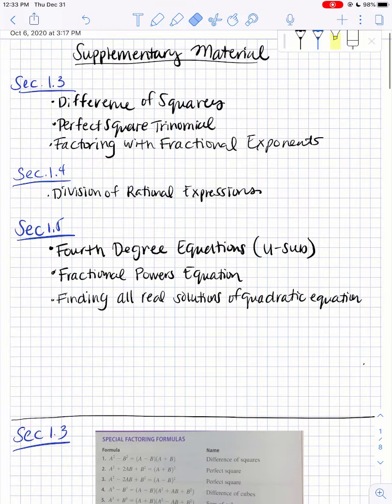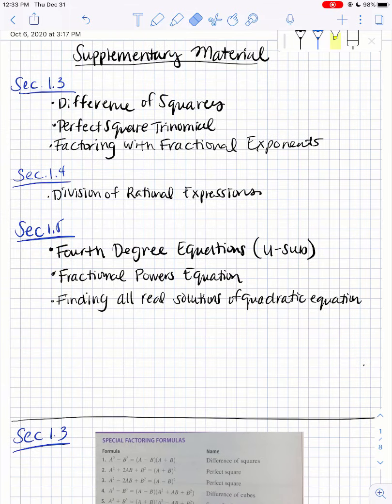So I listed the sections that these come from and then the topics that I'll be going over, so hopefully this is helpful. It's basically covering some material from section 1.3, 1.4, 1.5. So make sure to go ahead and watch the video.